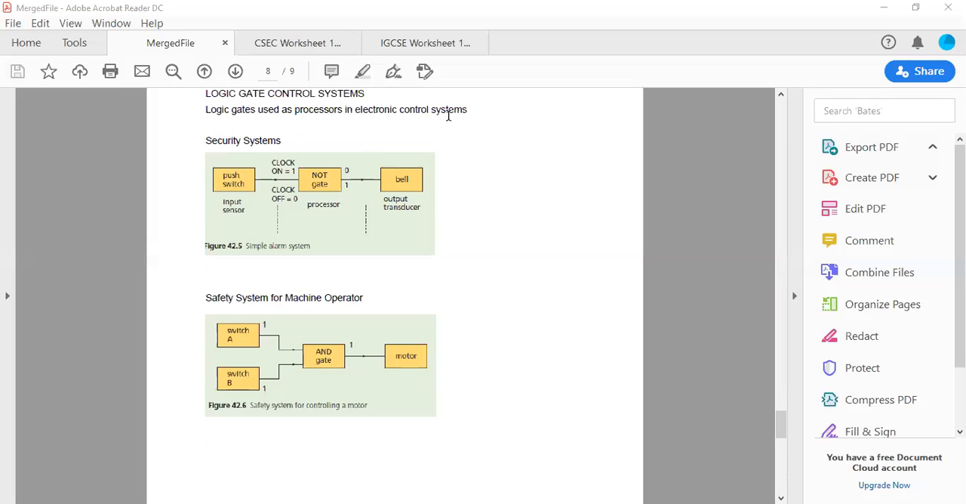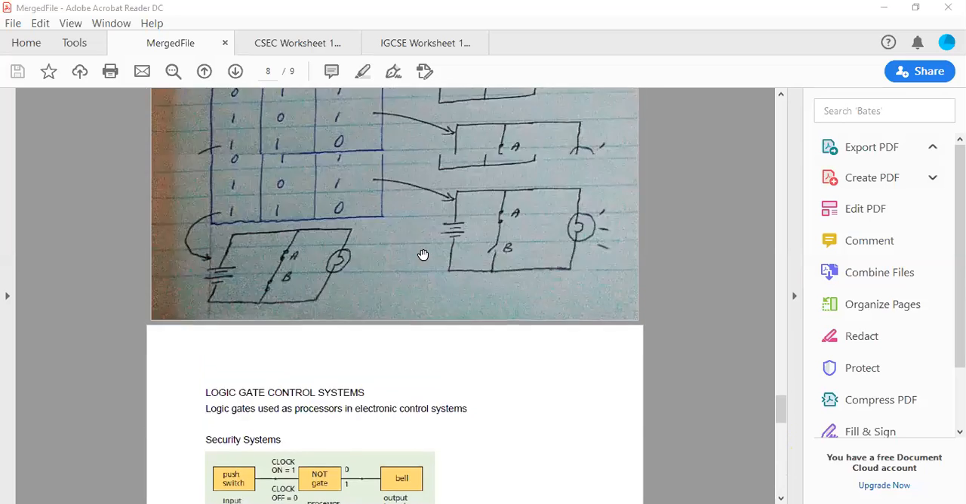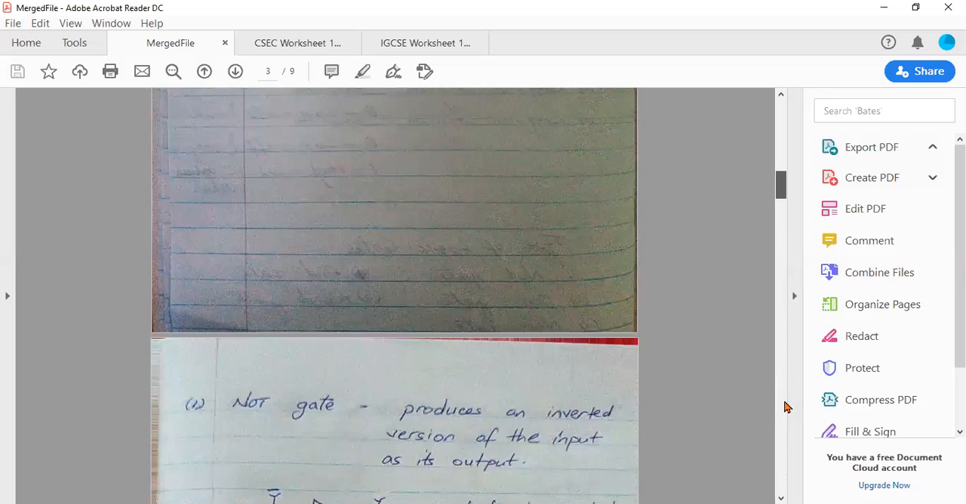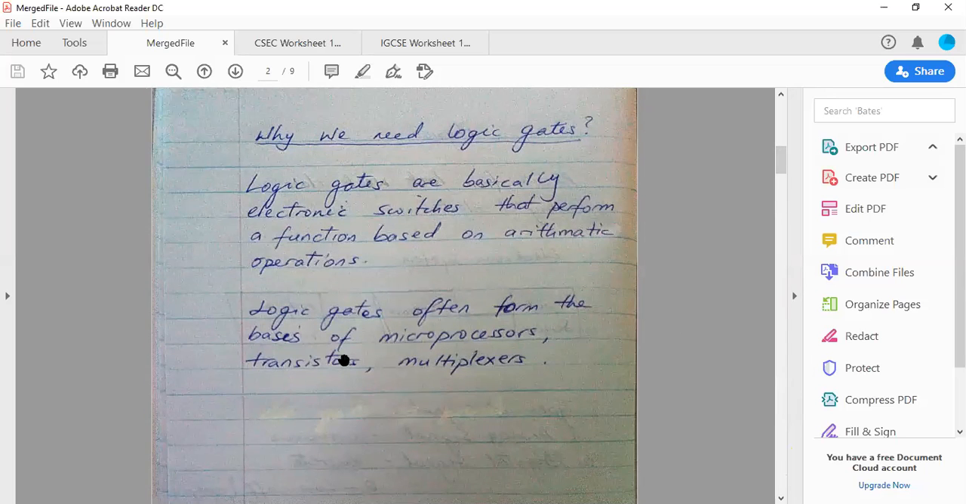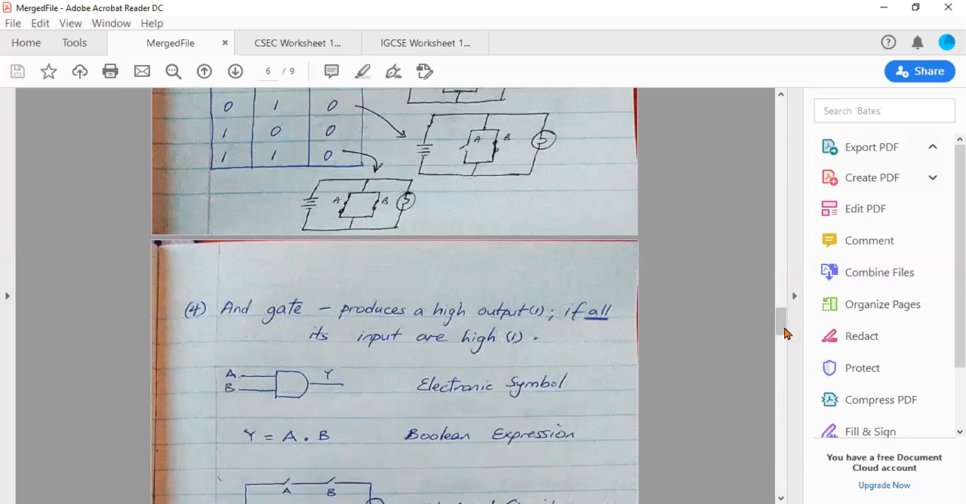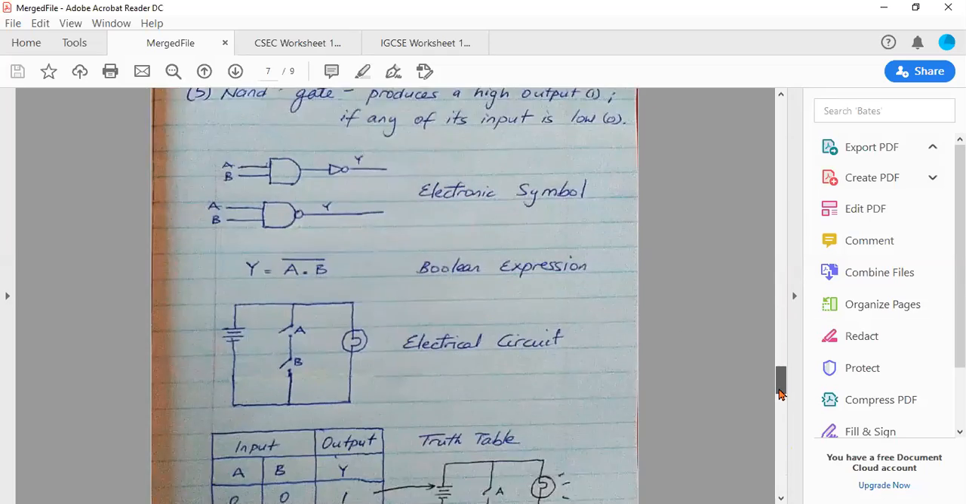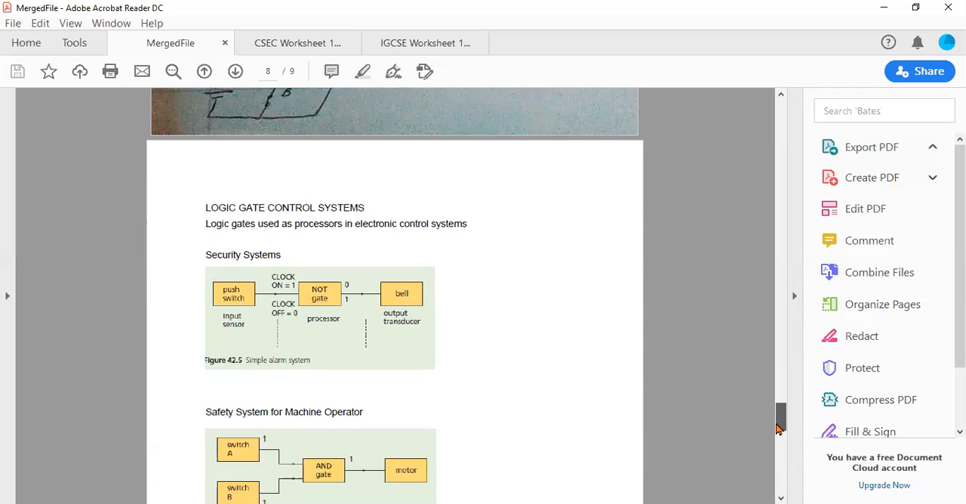So basically, as was explained earlier, we use them for three basic different things: for transistors, for multiplexers, and for microprocessors. The most important one is the microprocessor because the microprocessor is where the programming takes place, all the arithmetic operations take place in any electronic system.